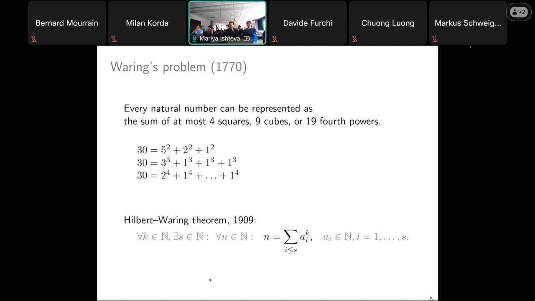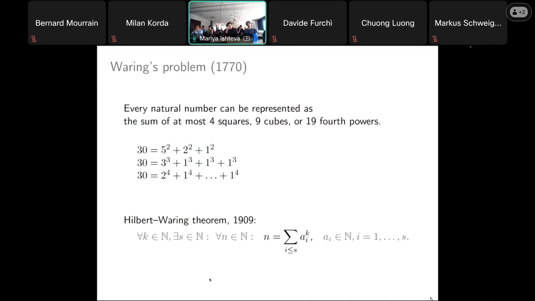And what are the numbers? And the answer was given many years ago, like 250 years ago. So this is a very old problem. And a little bit more than 100 years ago, people found the solution of this problem. And they said, yes, for every power K that we choose, we can find a number S, so that every natural number can be represented as a sum of powers to this K. And the number of powers that we need is smaller or equal to S. Okay, so far so good.